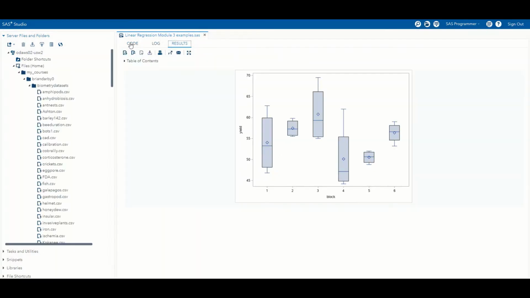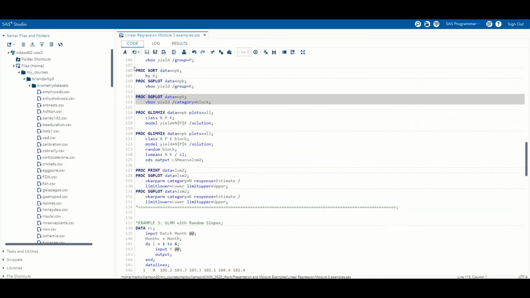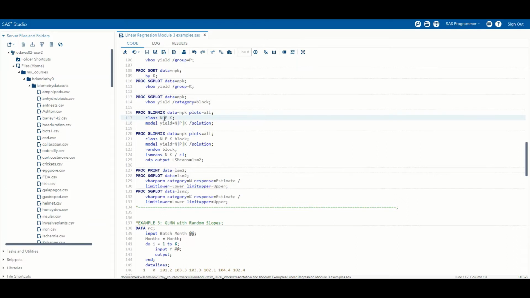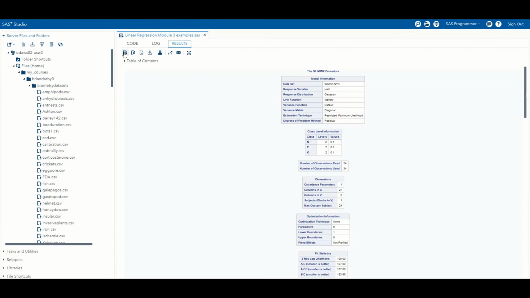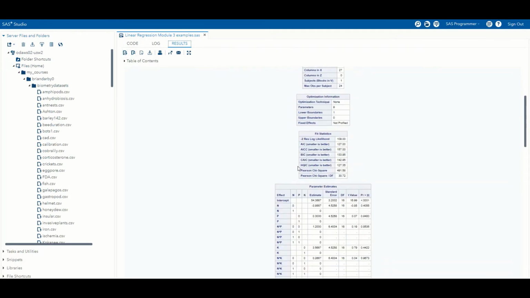It looks like there's a fair amount of variation in block that we might want to account for. So we're going to start out again. N, P, and K are each of our classes, and we're going to model yield as a function of these, as well as the interaction. Once again, I have no random effects here. I like to run fixed effects only just to take a look.